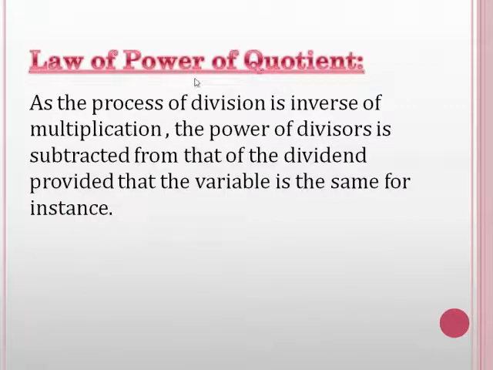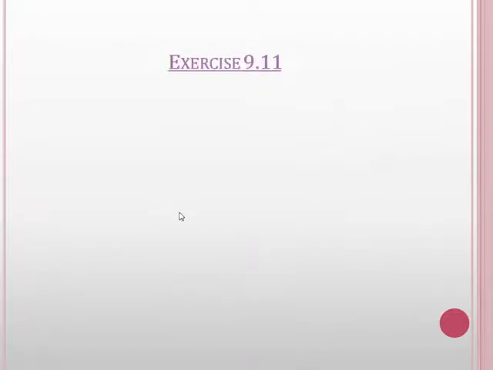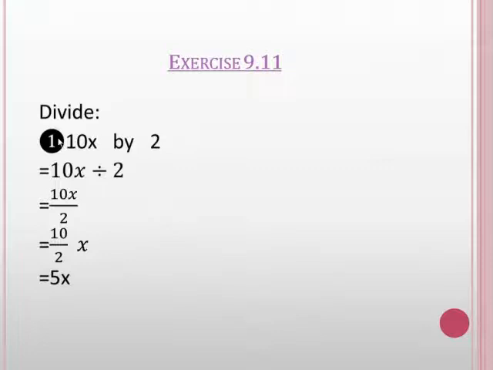Now the law of power of quotient is: as the process of division is the inverse of multiplication, the power of the divisor is subtracted from that of the dividend, provided the variable is the same. For instance, this is exercise number 9.11. Question number 1 is divide 10x by 2. Okay, students, simply we divide their coefficients. 10x divided by 2, we divide their coefficients only. 10 is divided by 2, so we get here 5x.